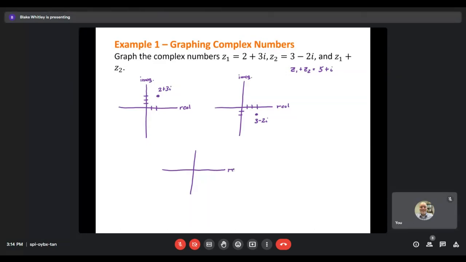And we have our real axis and our imaginary axis. This time our real part is positive 5, so we're going to go to the right 5. And our imaginary part is a positive 1, so we go up 1. And we have this point right here. So this represents z1 plus z2, because that's the point that we get once we add those two complex numbers together.